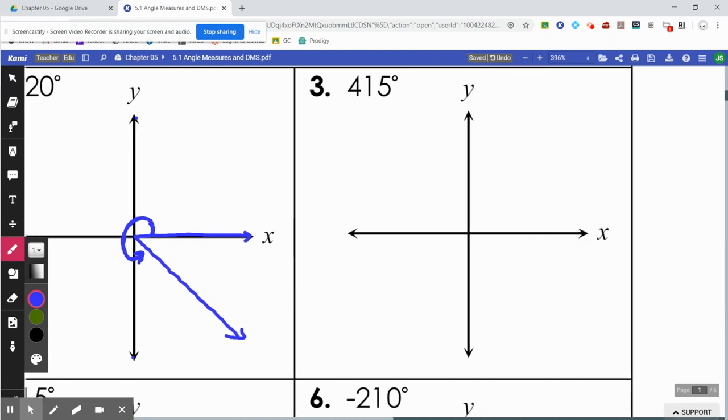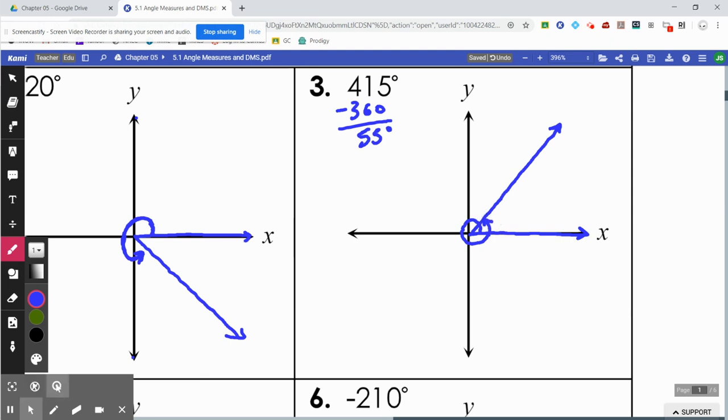415. Now we know one full rotation is 360, so we've rotated beyond a full rotation. Let's see how far we rotated beyond a full rotation, and you can do that by taking away 360. So we've got to go 360 plus 55 more. We're going to start here. Again, our initial side is always the positive x-axis. We're going to rotate one full rotation, and then another 55 degrees beyond that. So that'd be about right there. Let's draw this circle showing how we rotated: one full rotation and then another 55 degrees beyond that.